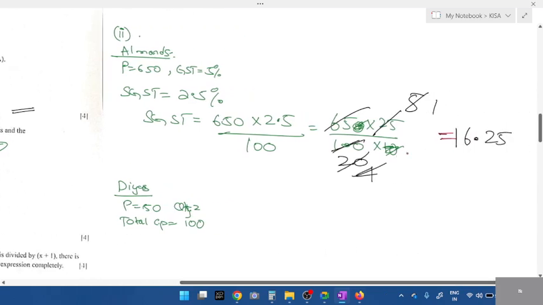This is just GST, then write total cost price, total amount. Total amount is 650 plus 16.25, students.